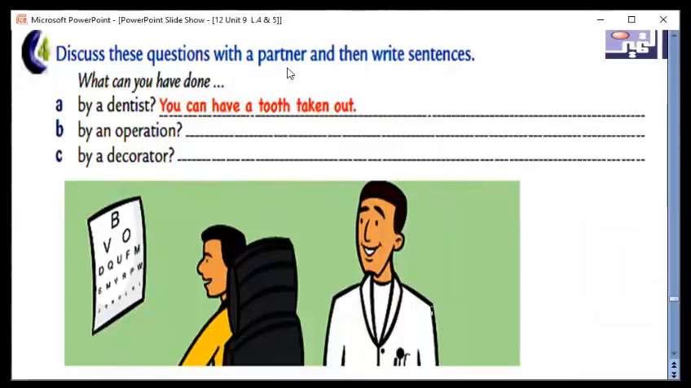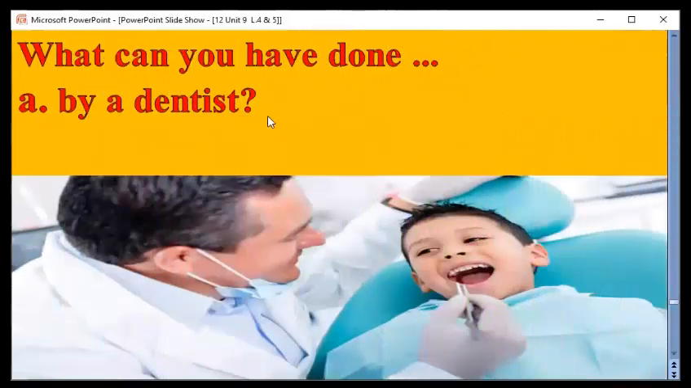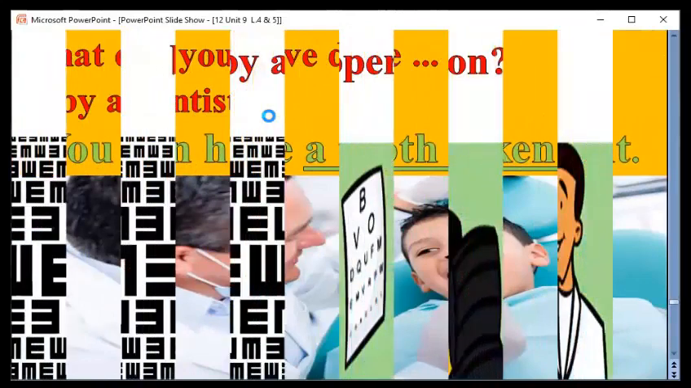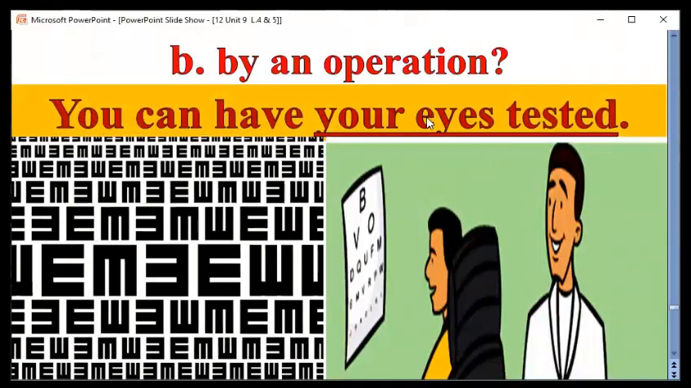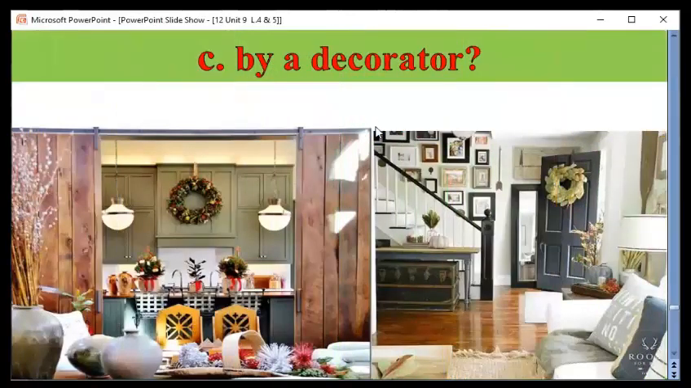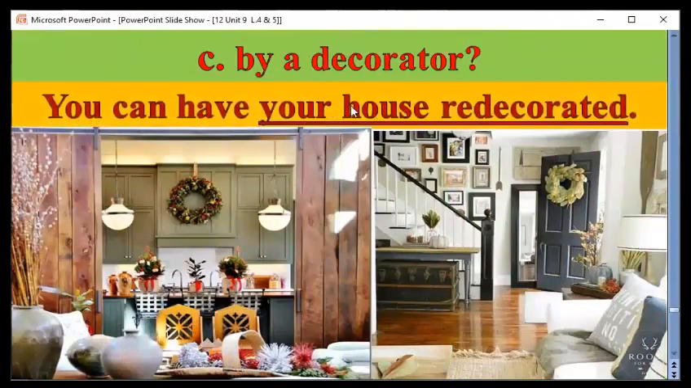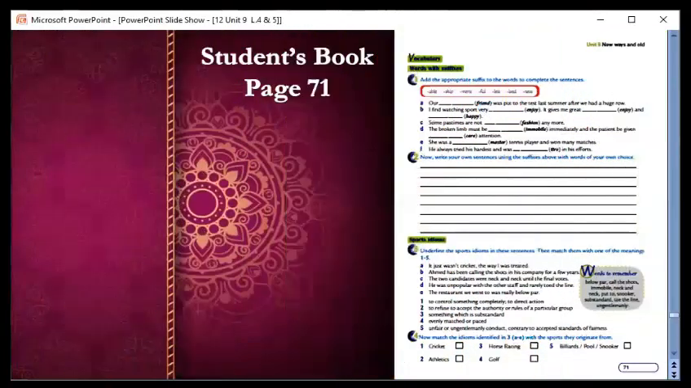Here, discuss the questions with the partner and then write sentences. Let's see number one here. What can you have done? By a dentist. Let us see, you can have a tooth taken out. What about an operation? This is the first idea here. It is done for you. The second one, by an optician, you can have your eyes tested. Have a look. You can have your eyes tested. Again, here, by a decorator, you can have your house redecorated. This is the idea. Now let's go to page 71 in order to have a look at these exercises.